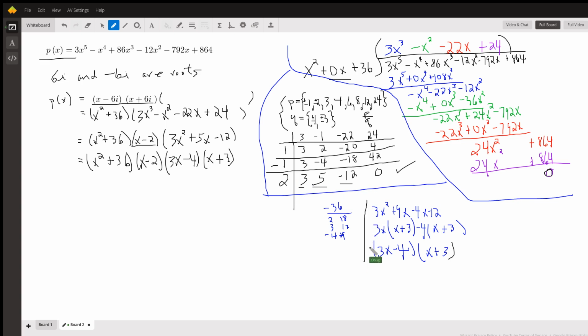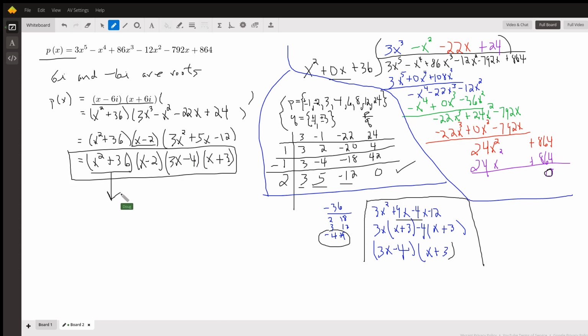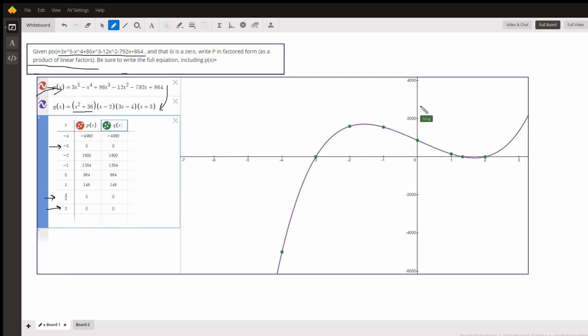And here I factored that using the split the middle or the AC method, finding two numbers that multiply to give -36, a times c, and have a difference of plus 5. And there they are right there, -4 and plus 9. Split the middle, factor by grouping, 3x minus 4 times x plus 3 are the remaining factors. There you go. And again, if you want to really represent this as a product of linear factors, it would be x minus 6i times the quantity x plus 6i.